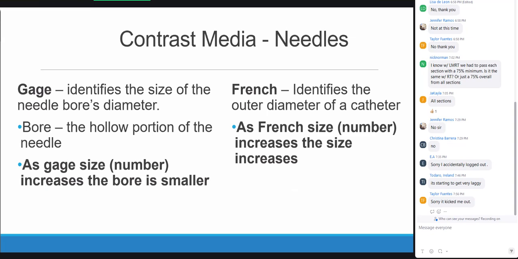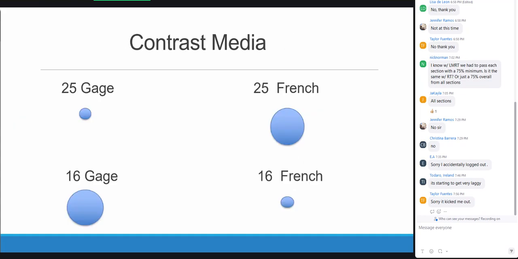It is exactly the opposite with catheters. And we don't refer to them in gauges, we refer to them in French. And this is the outer diameter of the catheter. So again, a 25 gauge is going to be smaller than a 16 gauge needle, but a 25 French catheter will be larger than a 16 French catheter.